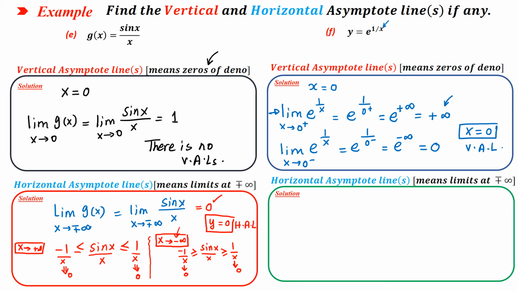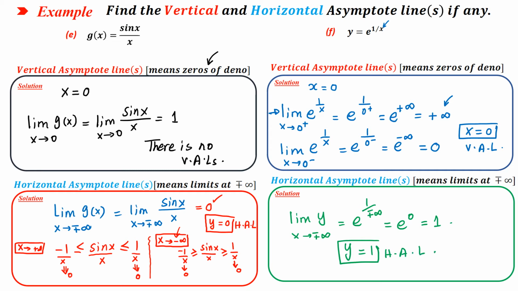Now what about the horizontal asymptote line? You have to compute the limit when x goes to positive and negative infinity for the function given in the question. So the limit of y of x when x goes to positive or negative infinity equals e to the power 1 over plus or minus infinity, and 1 divided by plus or minus infinity is equal to 0. So we have e to the 0, which is equal to 1. So y equals 1 is the only horizontal asymptote line for this function.